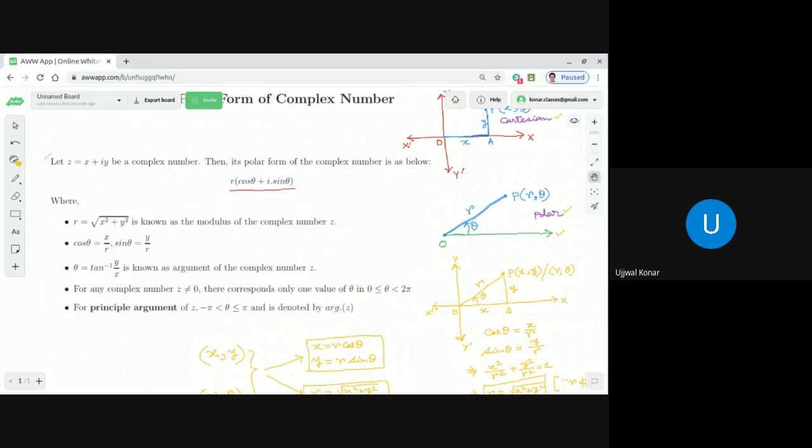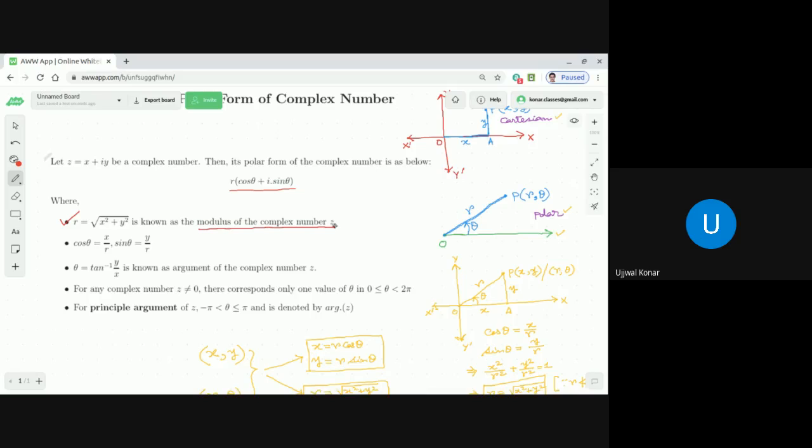as we just learned, if z is equal to x plus iy is a complex number, then we can represent that complex number in the polar form as r into cos theta plus i sin theta. Now, r is equal to the square root of x square plus y square, and it is known as the modulus of the complex number z. We are all aware of it.